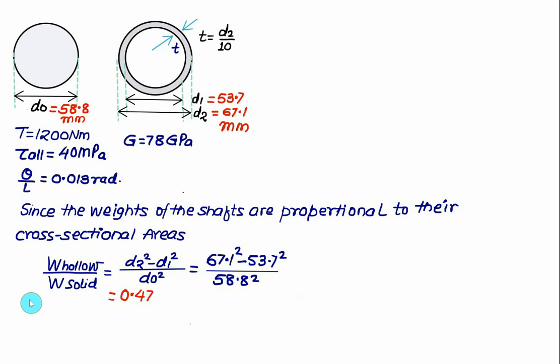So there is almost 53% reduction in the weight, and therefore hollow shaft is normally preferred in the case of power transmission for a large distance. So the saving in weight will be equal to 1 minus 0.47 multiplied by 100. That is almost 53% saving in weight.